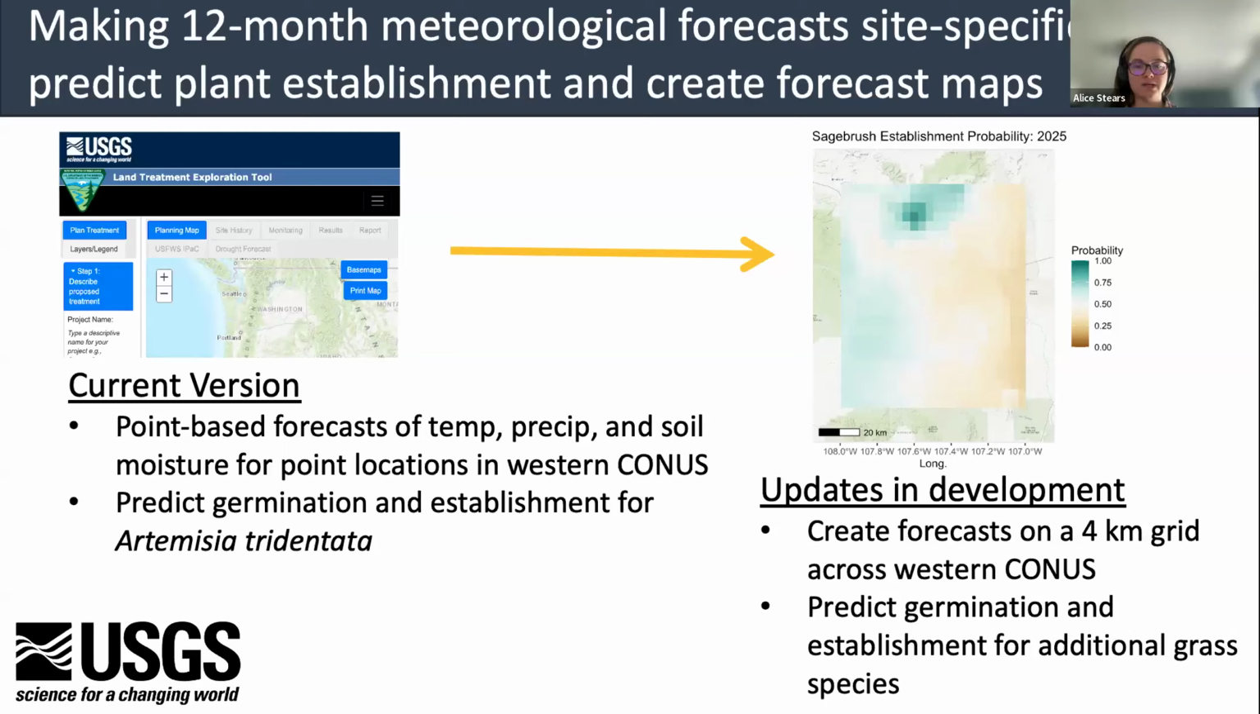And so we are currently working on updating this process to provide, in addition to these temporal forecasts of abiotic conditions and ecological impacts over the next 12 months, also maps of these forecasted values, which will give information about the spatial variability in these values. And we're also working to ultimately predict germination and establishment of additional common restoration grass species, which Gregor is going to talk more about now.